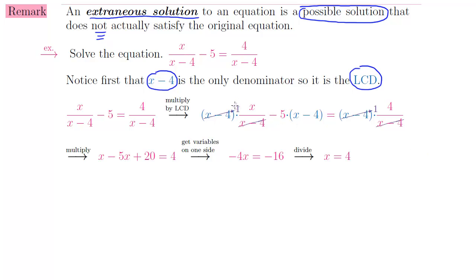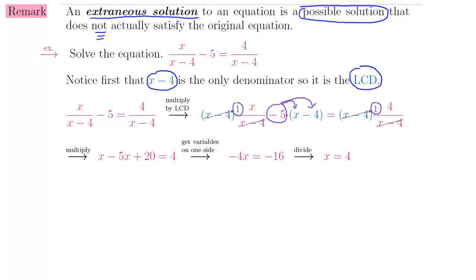Well, the x minus 4 is reduced, leaving me with a 1 on top. Then I'm going to take negative 5, the next term, and multiply it by x minus 4. In this case, there's nothing to reduce. All we can do is distribute the negative 5 to help us isolate x later on. On the right side, I have to multiply 4 over x minus 4 by the LCD, and again, the x minus 4's reduce away and leave me with 1.